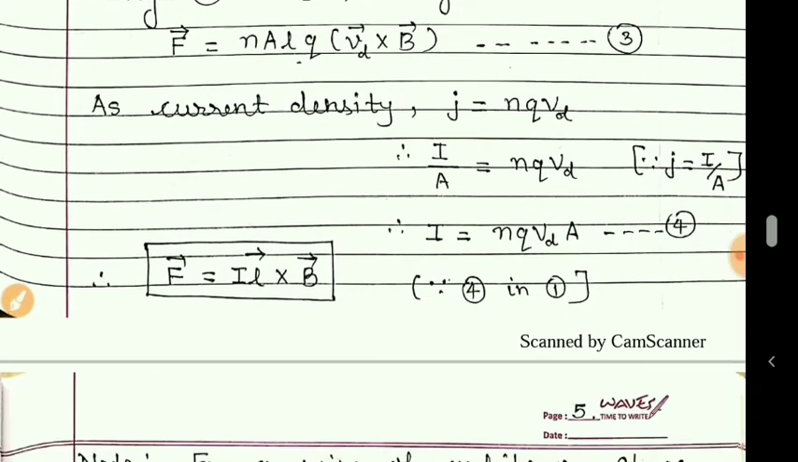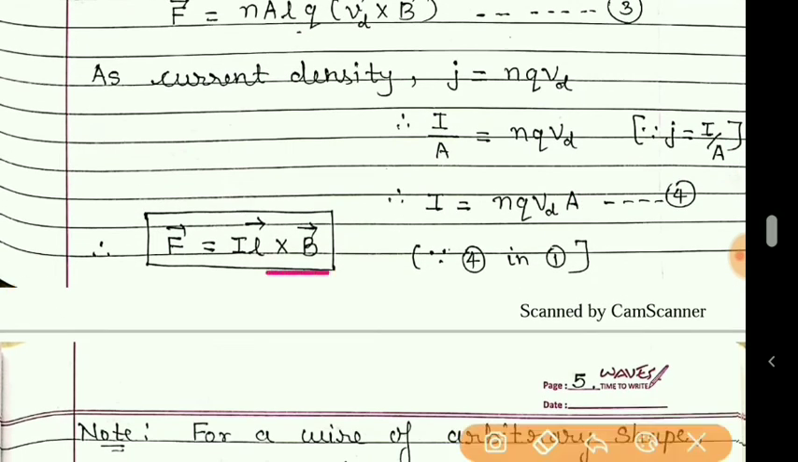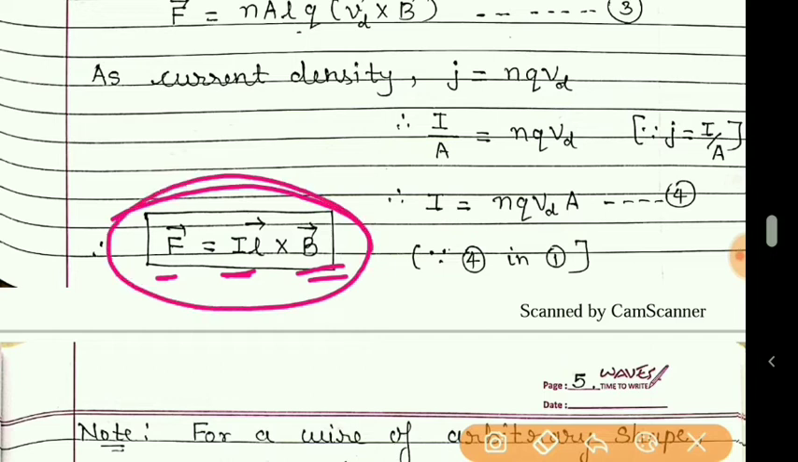So finally we get the formula for the force acting on a current carrying wire. Students, now you can see the force on a current carrying wire in a magnetic field. So F is equal to I L cross B. So from the concept of a charged particle having velocity in a magnetic field, we have come to the concept of a current carrying wire in a magnetic field.